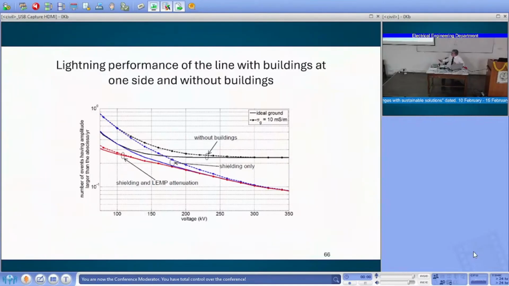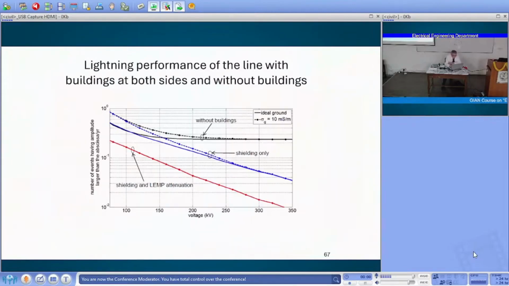So you see that for some of the insulation levels it is important to consider also this in order to decrease this number. And this is also for a line with both sides, so buildings on both sides. I promise, do you have any questions so far?